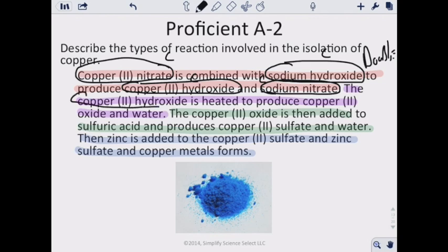In the next reaction, it says the copper 2 hydroxide is heated to produce copper oxide and water. So one thing is heated up to produce two things, which would be a decomposition reaction. Then it says the copper 2 oxide is then added to sulfuric acid. That's a compound, that's a compound, and produces copper 2 sulfate and water. So it produces two other things. Well, the copper was bonded to oxide, now it's bonded to sulfate in the sulfuric acid, and we see that we have another double replacement. And then lastly, zinc is added to, which zinc is an element, it's added to copper 2 sulfate, and zinc sulfate and copper metal forms. So we see that the zinc replaced the copper, so that is now a single replacement. So there's a lot of chemical reactions going along in that paragraph.